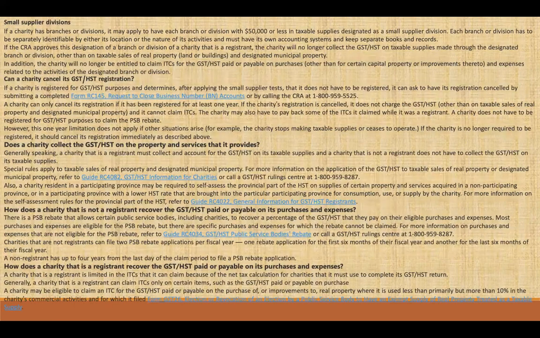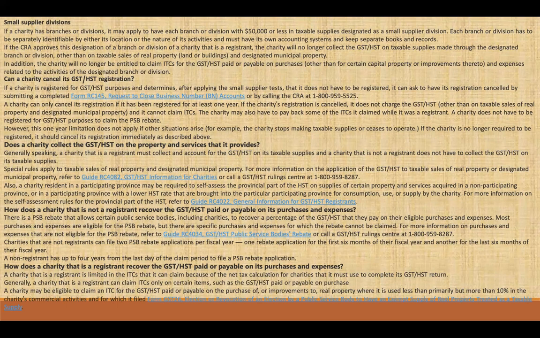So let's explain the small supplier division. If a charity has branches or divisions, it may apply the small supplier rule to each branch or division with 50,000 or less in taxable supplies. Each branch or division has to be separately identified by either location or the nature of the activity that they perform.